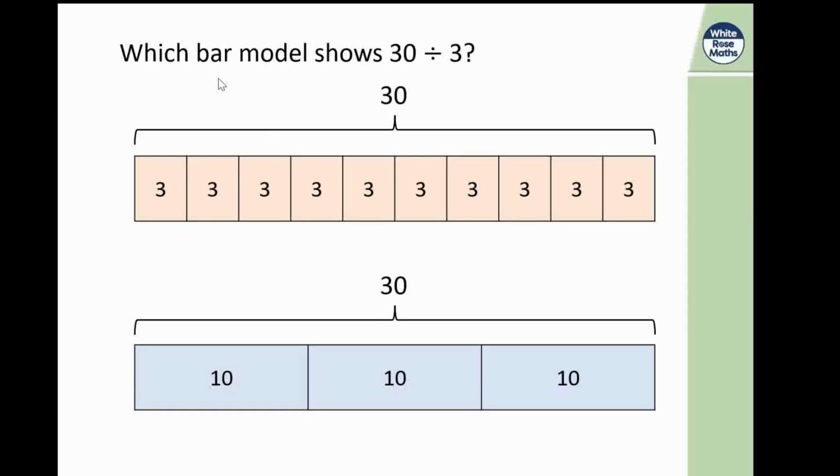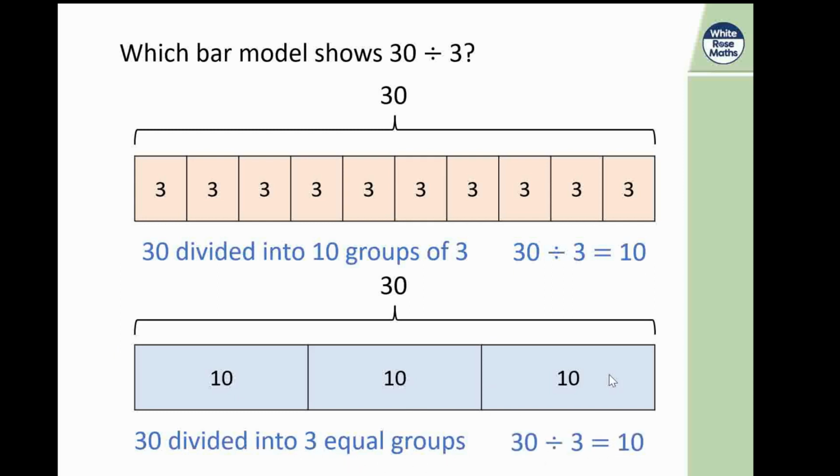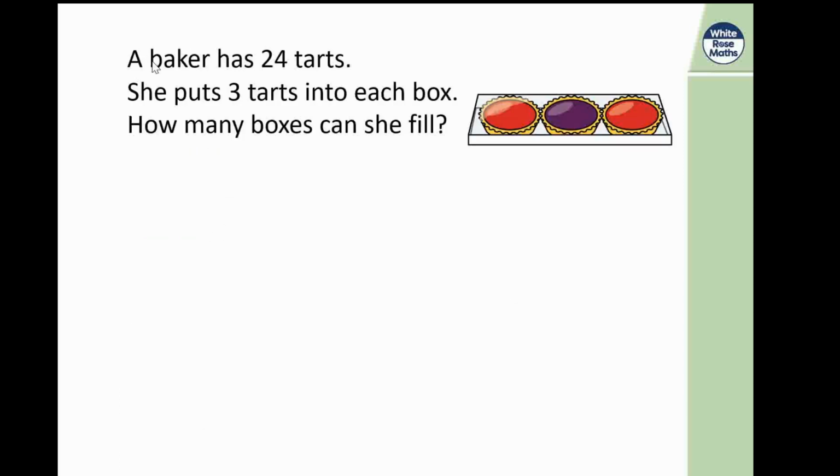Okay. So which bar model shows 30 divided by 3? So thank you, yes, the bottom one shows 30 divided by 3 because there's 3 blocks. This one shows 30 divided by 10. 30 divided into 10 groups of 3. 30 divided by 3 equals 10. Okay. 30 divided into 3 equal groups. 30 divided by 3. I'm not sure if it's saying that both of them show 30. I suppose, yeah, both of them show 30 divided by 3. Okay, because arguably each group is 3. Yeah. Anyway.